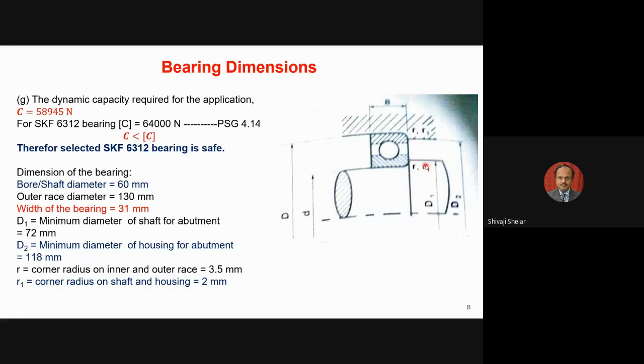So what should be the diameter for abutment here, or what should be the shoulder diameter? The shoulder diameter for the shaft, the maximum shoulder diameter permitted here, D1, is how much? 72. Actually this is the maximum diameter, not minimum, the maximum diameter of the shaft for abutment, that should be 72 mm.